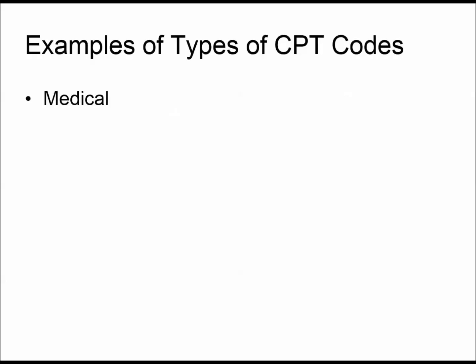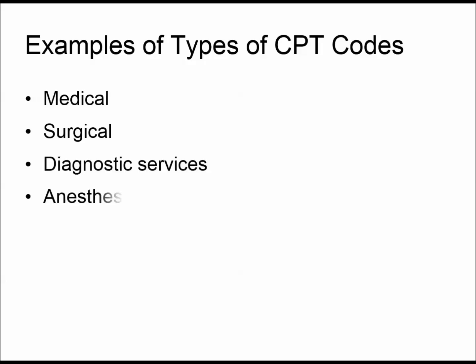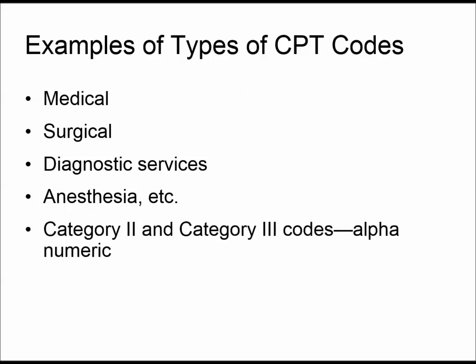So what are some different types of CPT codes? Well, we have medical codes, surgical codes, diagnostic services, and anesthesia codes, which, when an anesthesiologist puts someone to sleep, he uses a code in that section. Category 2 and 3 codes are your alphanumeric codes, where Category 2 codes are going to be performance measuring, and we're going to get into that a little bit later. And then, of course, Category 3 is your emerging technology.